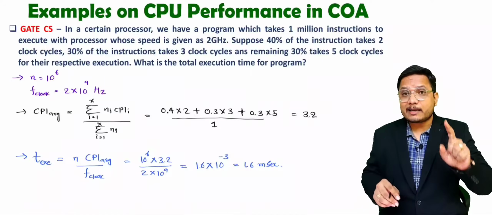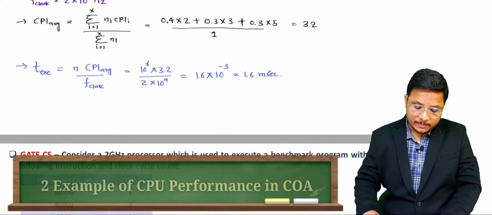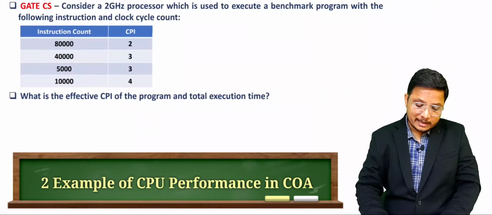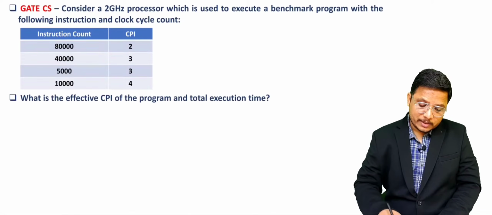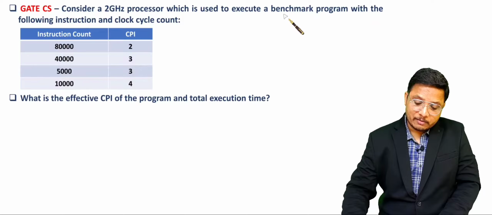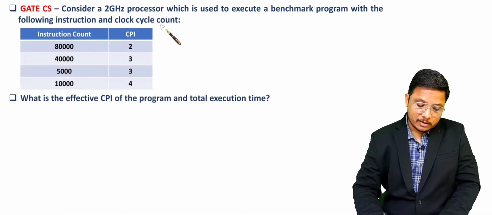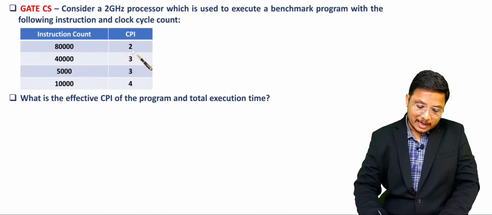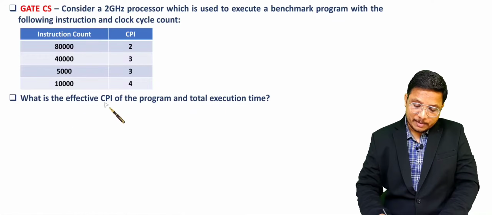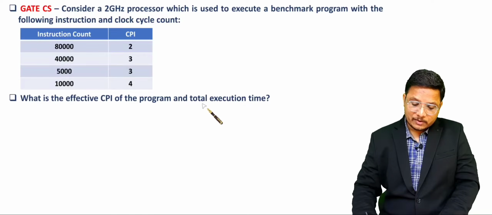Let us have the second question over here. If you observe the second question, we have a processor with frequency 2 GHz, right, which is used to execute a benchmark program with the following instruction and clock count. So instructions and clock count are given. What is the effective CPI of the program and total execution time?